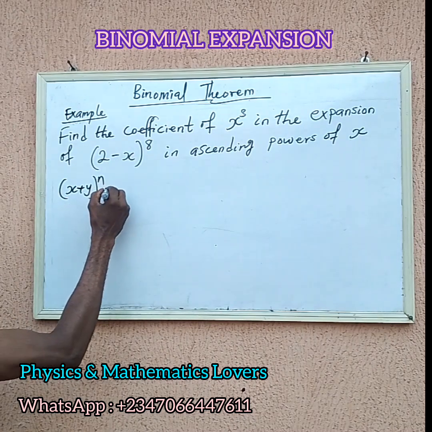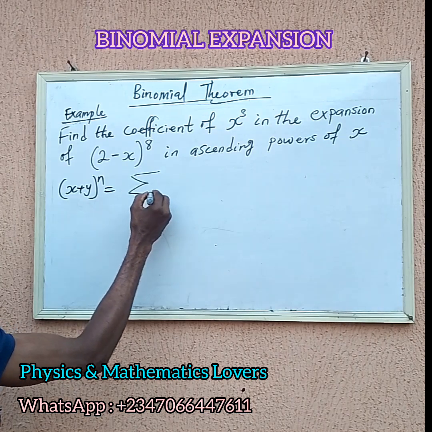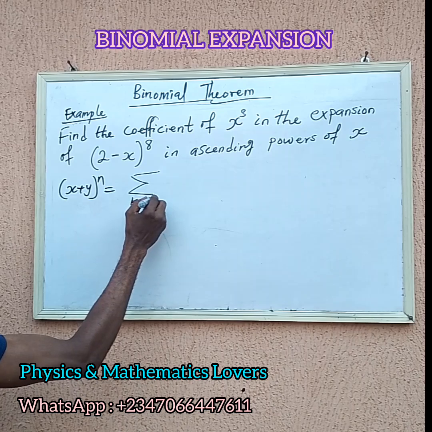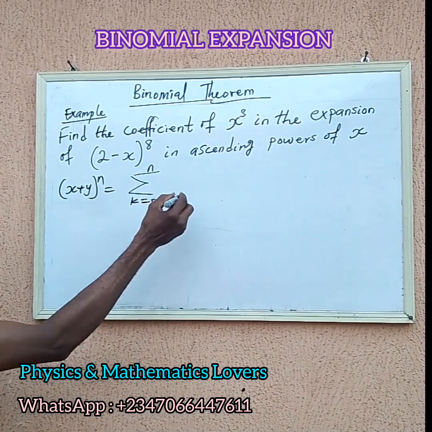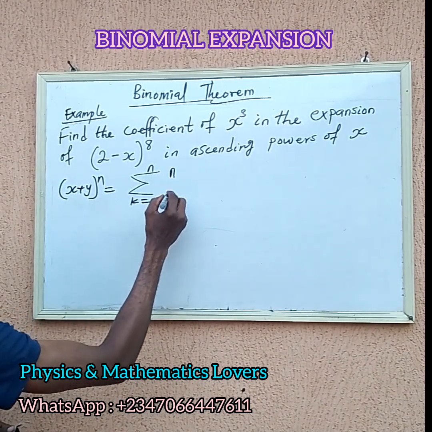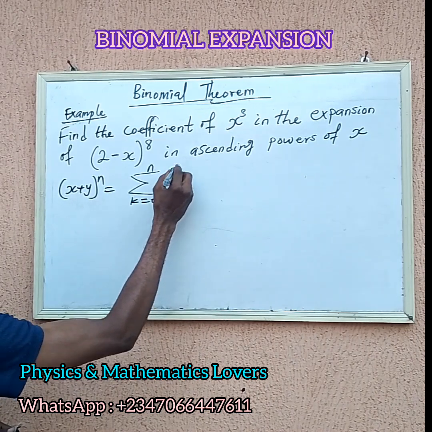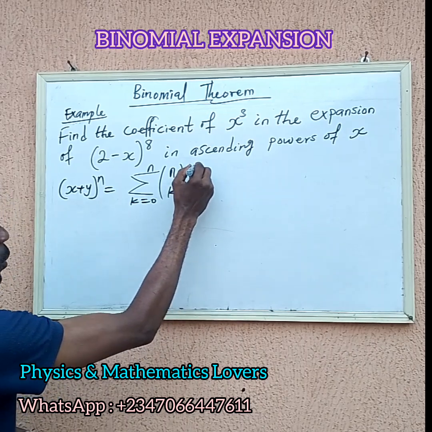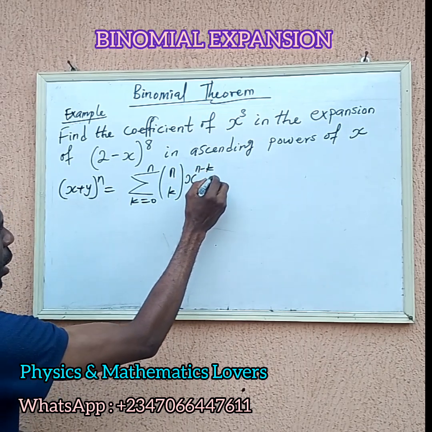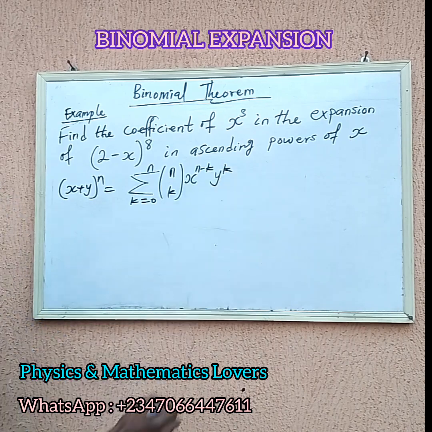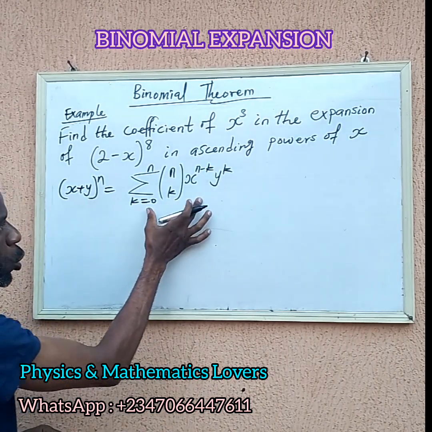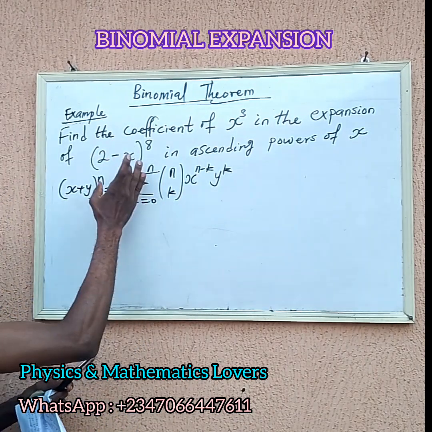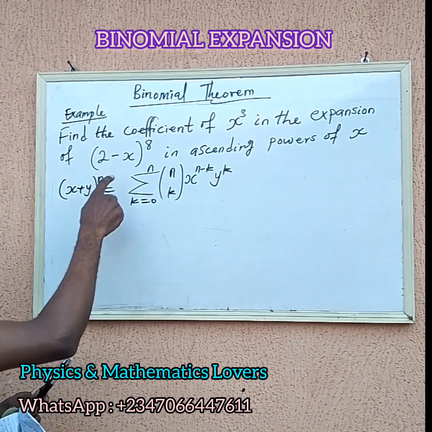So it's going to give us this. If I want to use the combinatorial coefficient, that is the summation, with k taking values from 0 to n, of the combination n choose k, multiplied by x raised to the power of n minus k, then y to the power of k. This is what we normally use to derive each term in this binomial expansion.